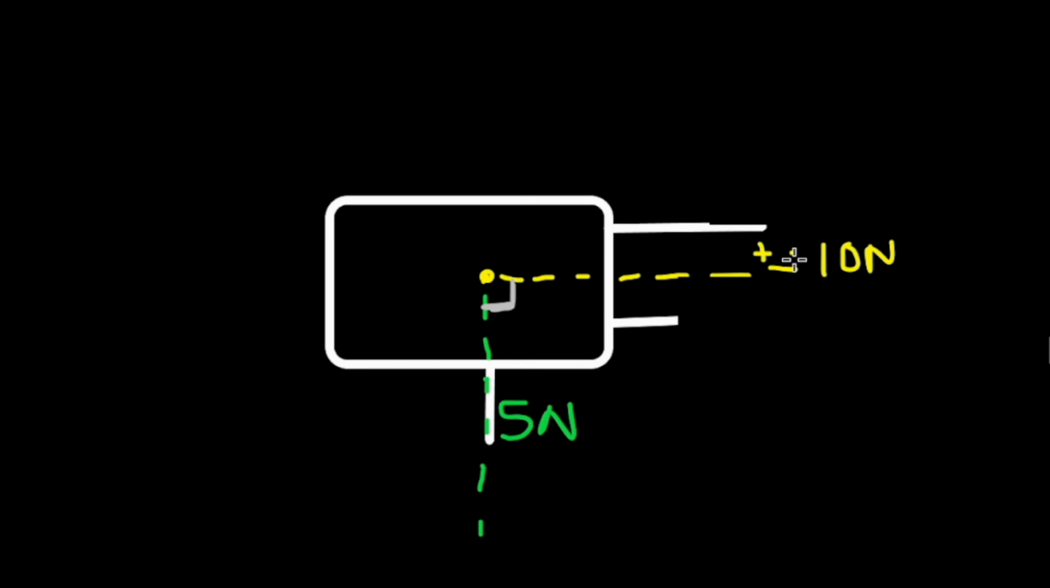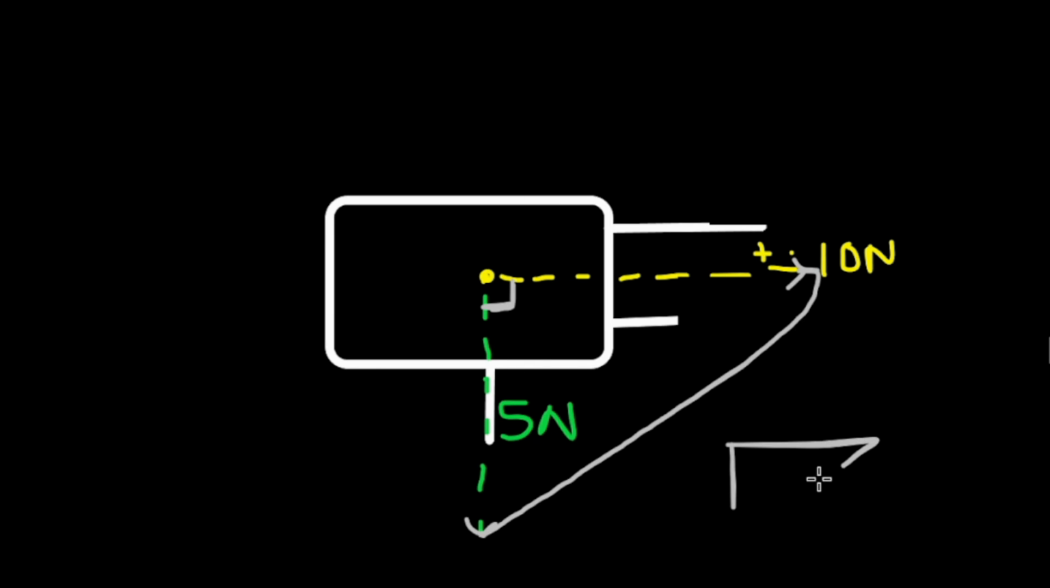So what we're going to do is that from this point to that point, we are simply going to extend this, and then notice that we've got a triangle. Once we've got a triangle, we can simply use Pythagoras theorem. We have a right angle triangle, and then here we've got 10 newtons, and then to here we've got 5 newtons.